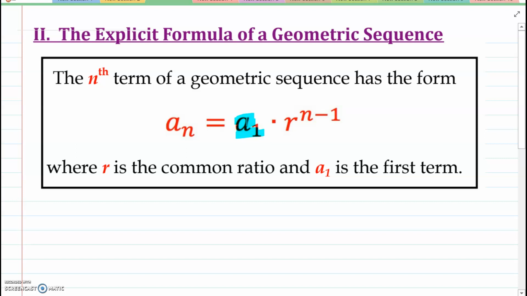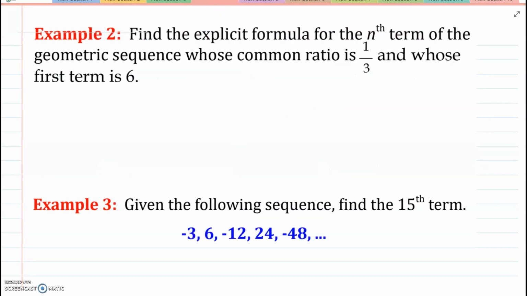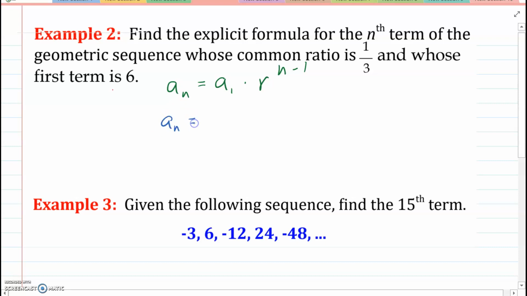So let's see what we can do about doing an actual problem here. Next, find the explicit formula for the nth term of a geometric sequence whose common ratio is 1/3 and whose first term is 6. Now remember, it was a sub n equals the first term times r to the n minus 1. So how do I fill this in? Just use the values. A sub n equals, my first term is 6, my common ratio is 1/3, and I'm going to raise that to the n minus first power.